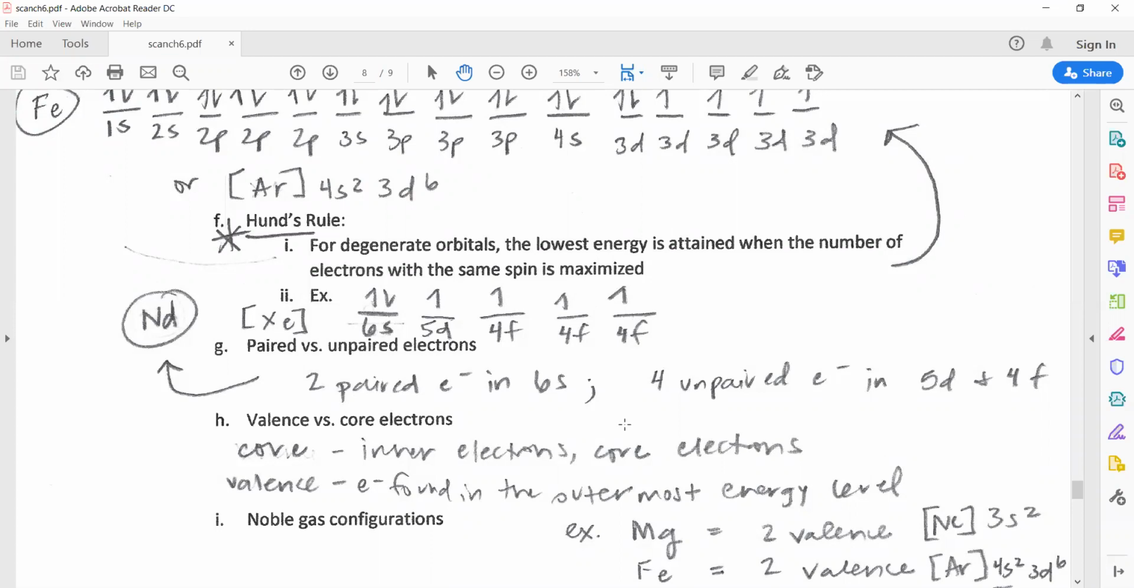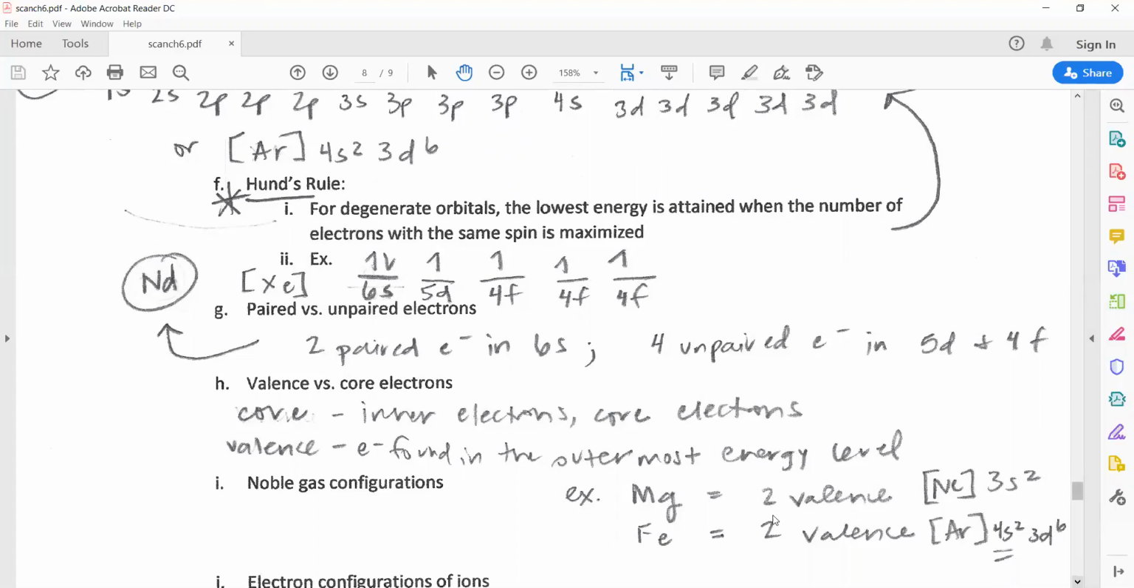So paired versus unpaired electrons. We can count these once we have drawn our orbital diagrams. If we look at Nd right here as an example, paired electrons are just where an orbital has 2 electrons. So this atom has 2 paired electrons that I can see right here, and 4 unpaired electrons that I can see. 1, 2, 3, 4.